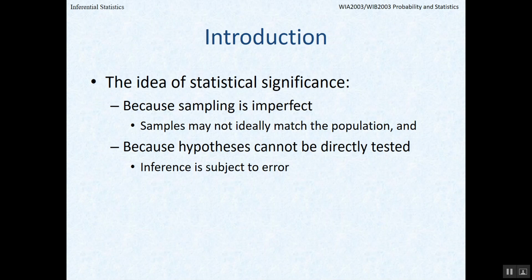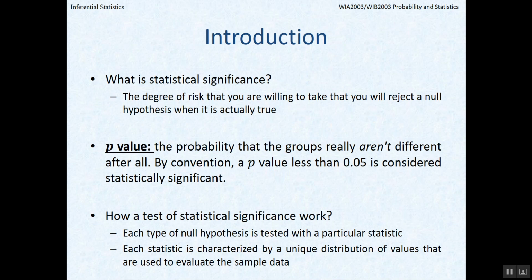Okay, all right. So what is statistical significance? It is the degree of risk that you are willing to take that you will reject a null hypothesis when it is actually true, right? So it's basically telling you what is the percentage of you rejecting a null hypothesis when actually it was true. So basically this is type 1 error, right?